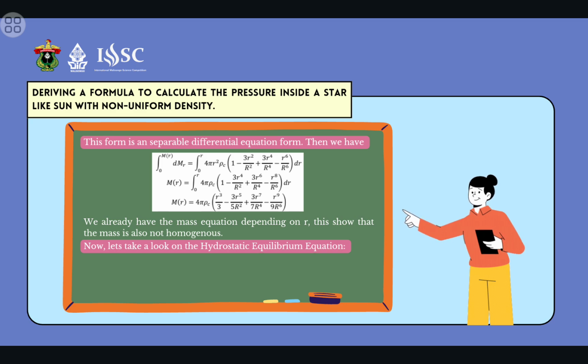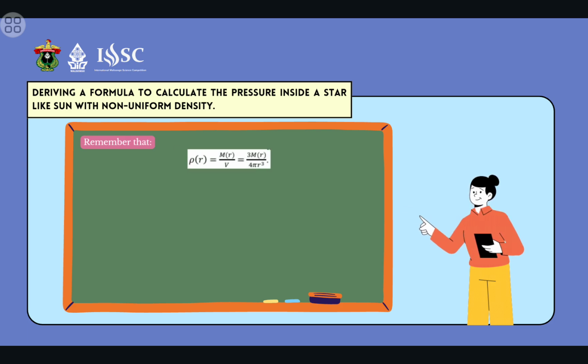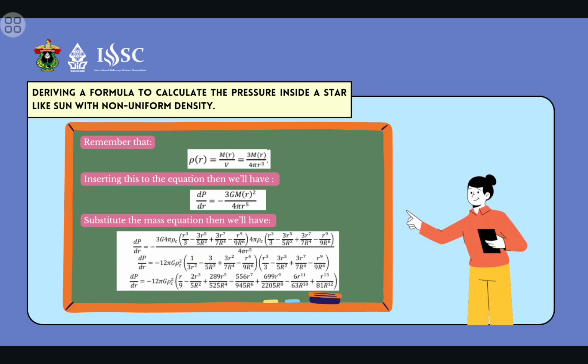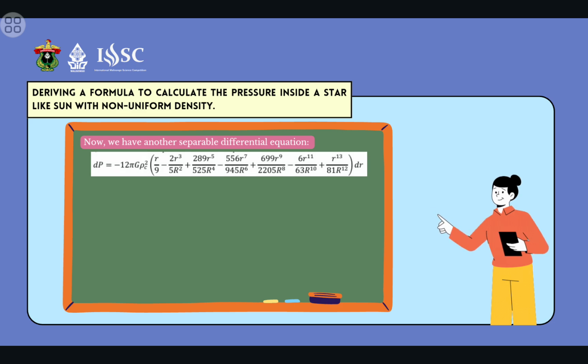Now, let's take a look at the hydrostatic equilibrium equation, like this, right? Now, remember that rho as a function of r is equal to m, or mass, as a function of r over V. If we assume that the star is perfectly spherical, we will have this form. Inserting this into the equation, then we will have this. Pretty clear? Inserting the mass equation, we will have this. This is another separable differential equation. If we do this, we have the form like this.